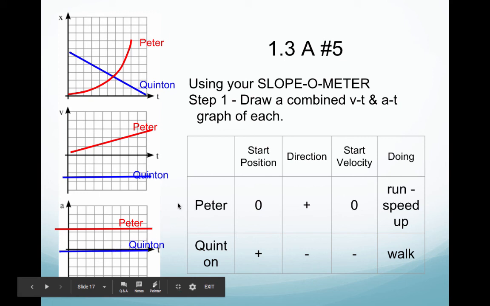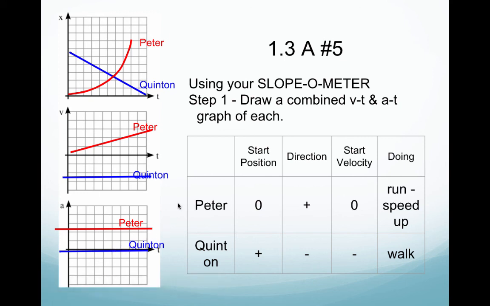Looking at those 4 indicators, Peter started at a 0 position, went in a positive direction. His starting velocity was 0, and he is running, speeding up. Quentin started at a positive position, went in a negative direction. His starting velocity was negative, and he is walking.